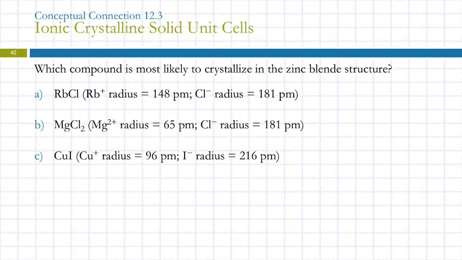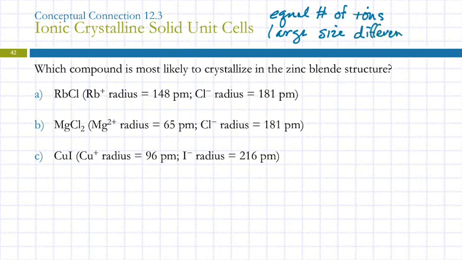So here, in trying to identify which would be most likely to be zinc blend, what we're looking for is equal numbers of ions and large size difference. So someone says B is gone. Yes, that's correct, because here we don't have an equal number of ions. So that's going to most likely be the fluorite structure, but that's not what this question is asking.